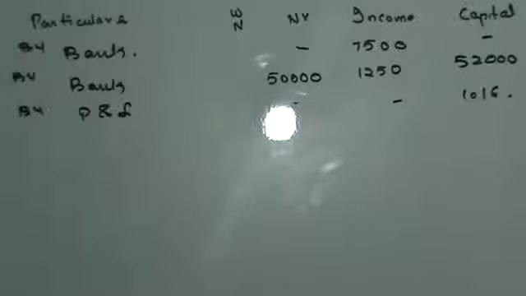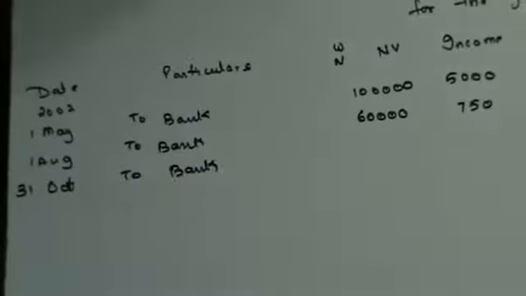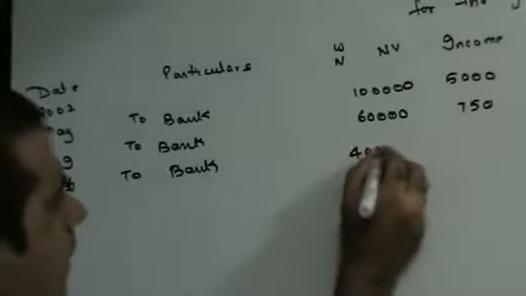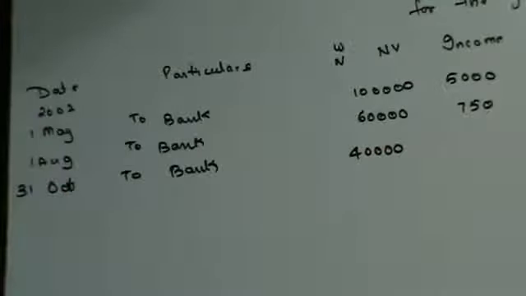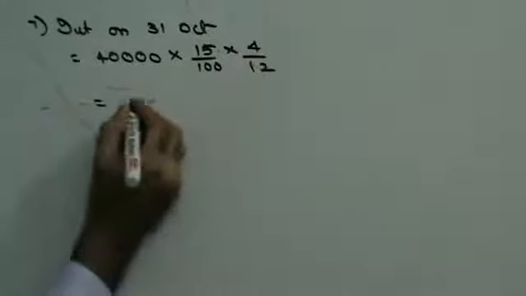Next, on 31st October, you purchase 40,000 debentures. Purchase, debit side, October to bank. You have purchased 40,000 worth debentures at 102 ex-interest. Let's calculate the interest on this one. Interest on 31st October. You have purchased 40,000 worth debentures and these are 15% debentures at 4 months. 2,000.